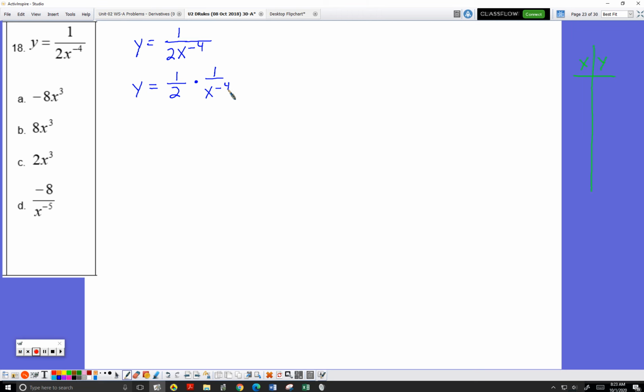Questions there? Just separate the two fractions. Again, just reviewing some algebra. So now I have y equals 1/2 and then x to the 4th divided by 1. Which means I really have y equals just 1/2 multiplied by x to the 4th. Questions?